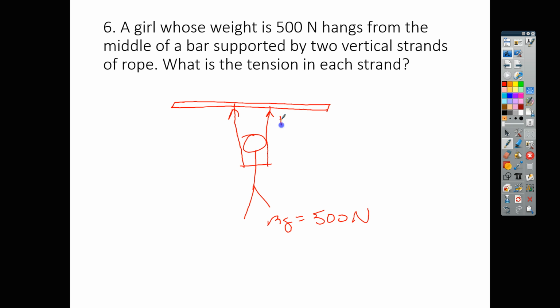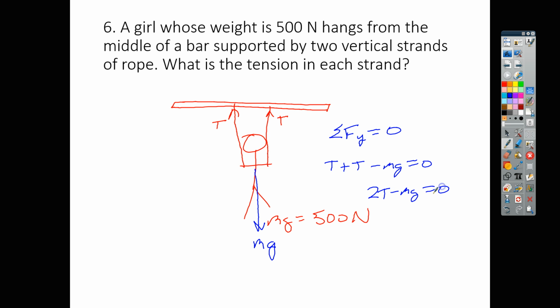So what we're going to do is we've got 2 forces of tension. I've got T and T. I know that was funny. And then we have coming down from the middle of the girl is mg. So let's do the sum of the forces for her in the y direction is equal to 0. I've got tension plus tension minus mg is equal to 0. So that means that 2 times tension minus mg is equal to 0.